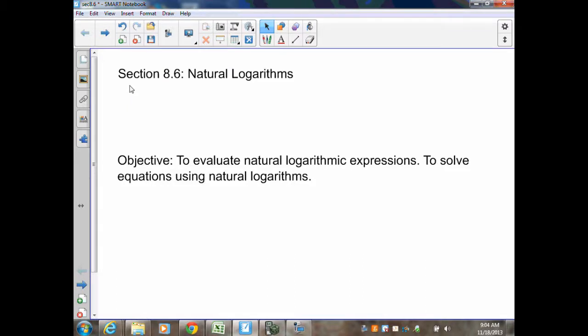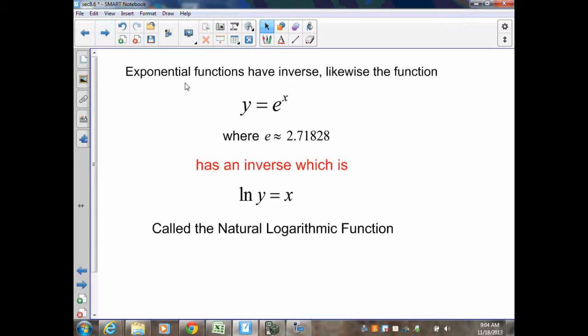Section 8.6, Natural Logarithms. Exponential functions have inverses. Likewise, the function y equals e to the x, where e is approximately 2.71828. We've seen this function before, and we know that this is an irrational number very similar to pi. And that has an inverse, and that inverse is denoted as ln y equals x. In other words, it's called the natural logarithm function. We do pronounce this as ln y equals x.